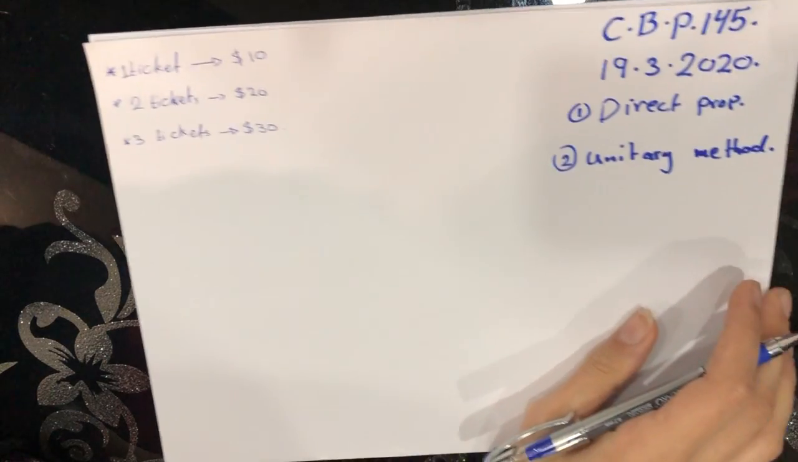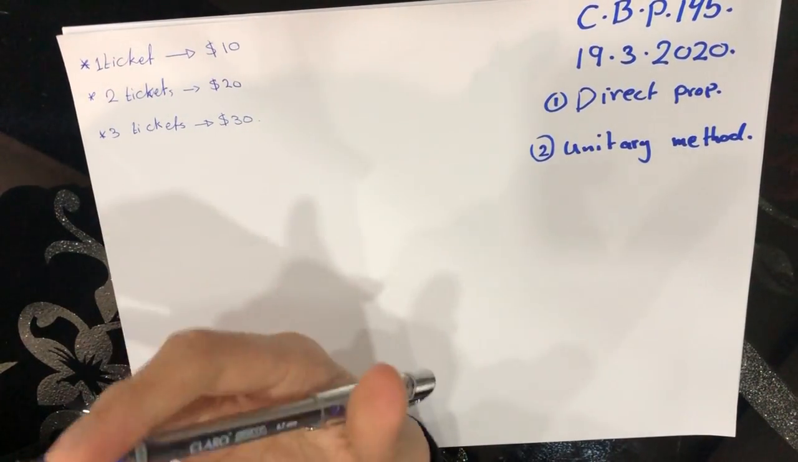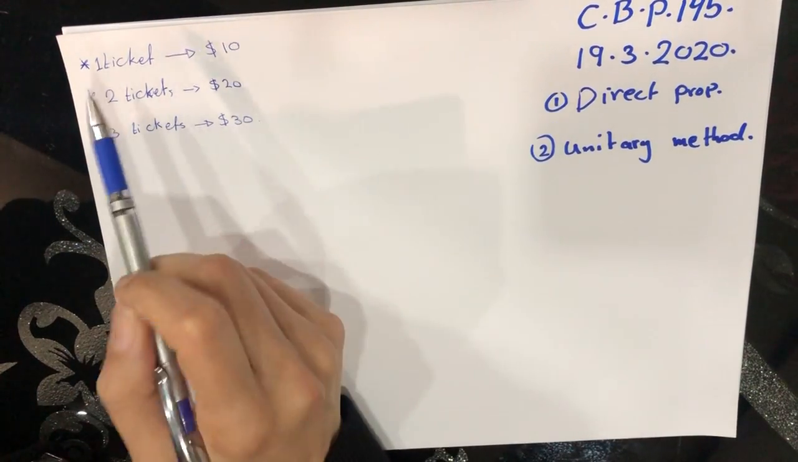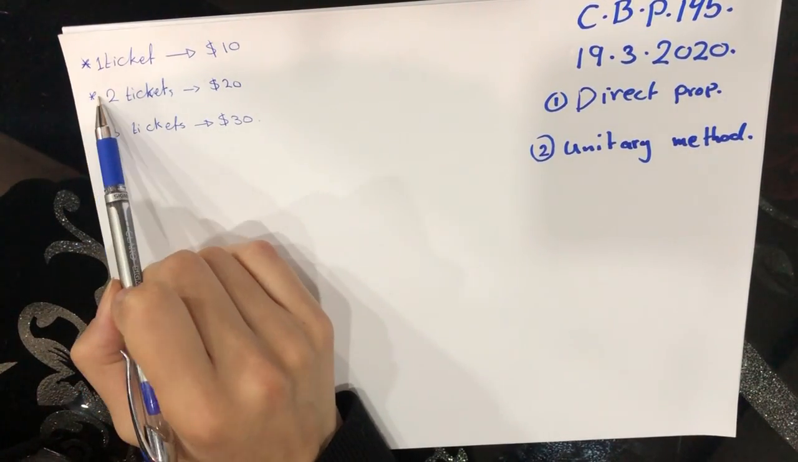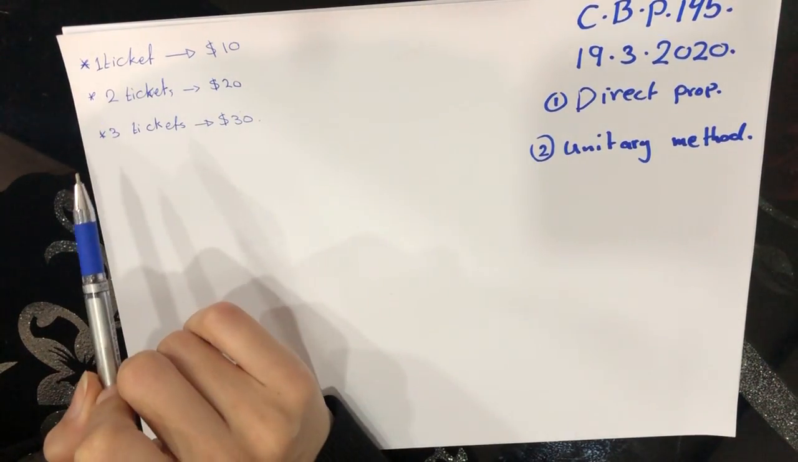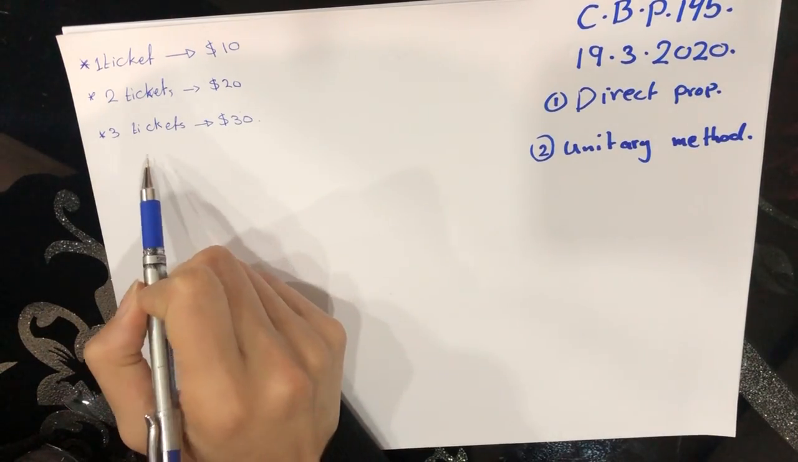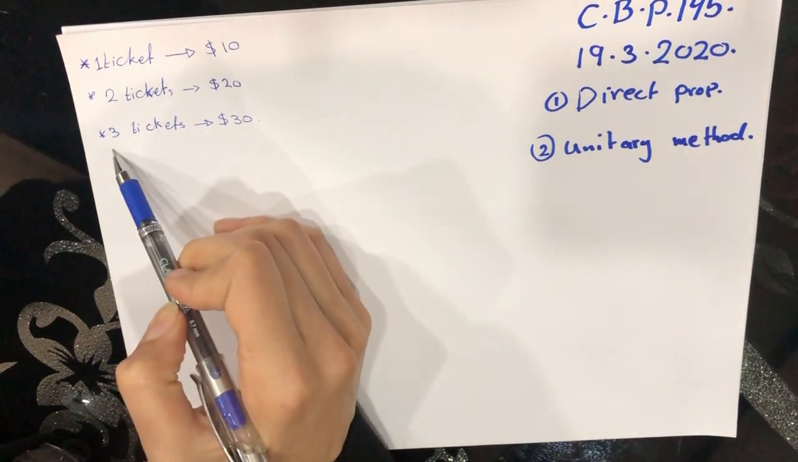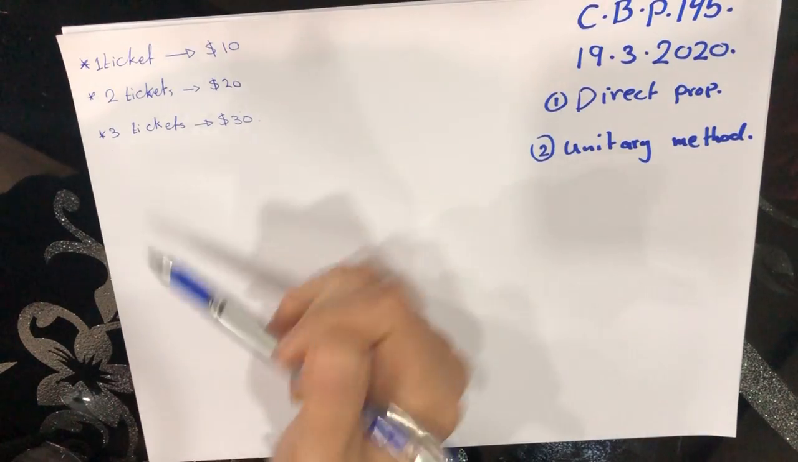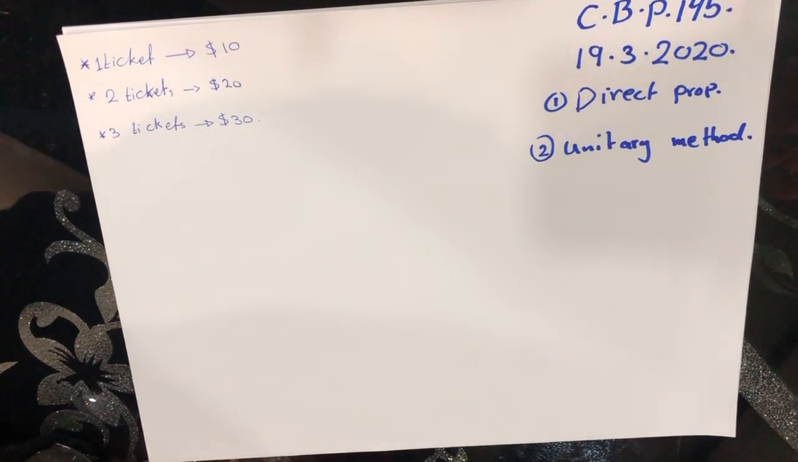So this is called a direct proportion, where you will have two values, and when one of the values increases or decreases, so does the other one in the same ratio. So in this example, as you can see, the number of tickets increases 1, 2, 3, and so does the price of the tickets, or the total cost of the tickets, increases in the same ratio.